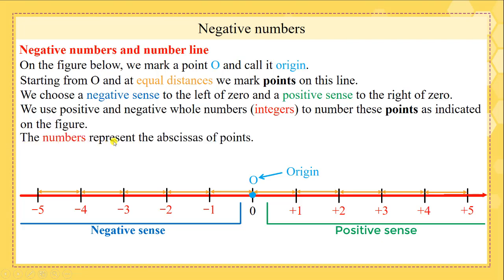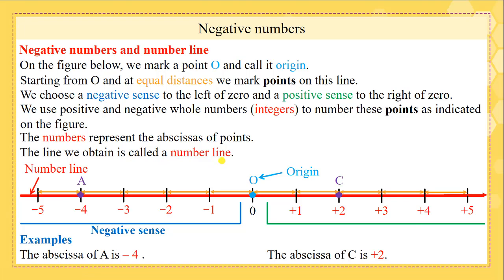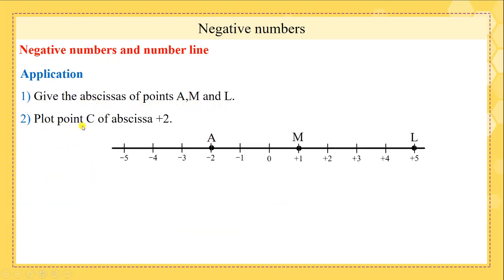The numbers represent the abscissas of points. Examples: the abscissa of point A is minus 4. The abscissa of point C is plus 2. The line we obtain is called a number line. Let's practice. Give the abscissas of points A, M and L. Plot point C of abscissa plus 2. Please pause the video and try to solve this application.